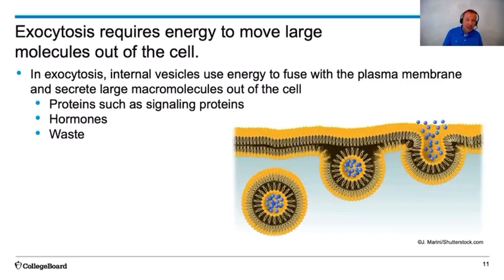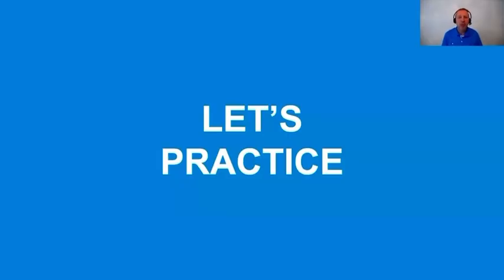Well, in exocytosis, internal vesicles use energy to fuse with the plasma membrane and secrete these large macromolecules out of the cell. Examples: proteins such as signaling proteins, hormones, and waste are examples of things that the cells would move out through exocytosis. With that being said, let's practice what we learned today.